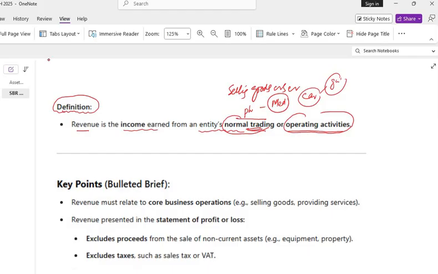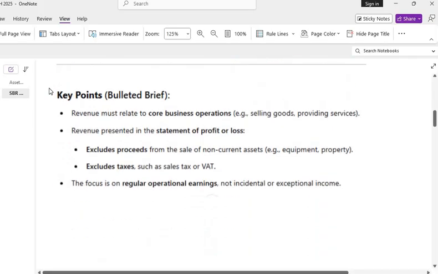Now we have discussed the exclusions, what will be excluded from revenue. So I have told you that non-current assets for sale, let's say proceeds from selling assets like building, machinery, or equipment, are not revenue. These are classified as other income or gains. So for example, selling a company-owned delivery van for $8,000 is not considered revenue. And this will also exclude sales tax. Sales tax, we'll discuss this later.